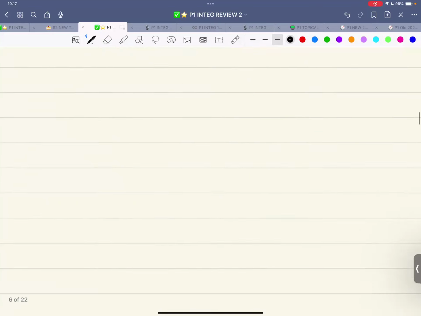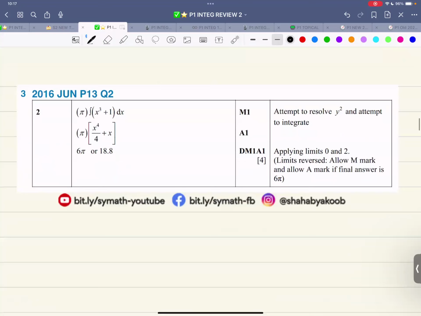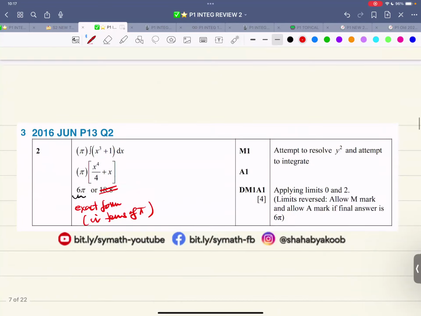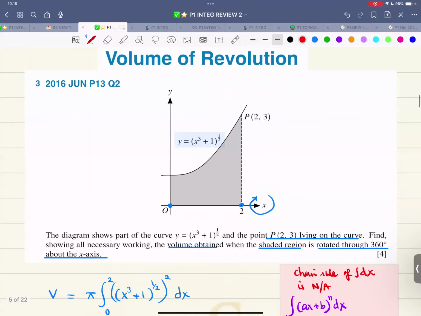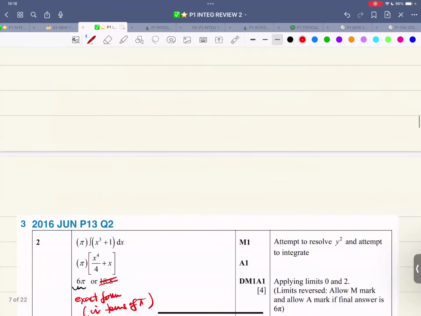Let's double check the answer. So the answer is 6 pi. Do not simplify it further. Leave the answer in exact form in terms of pi. So that is all good, all clear. So 2 questions are down. One was with the y-axis, the other one was with the x-axis.